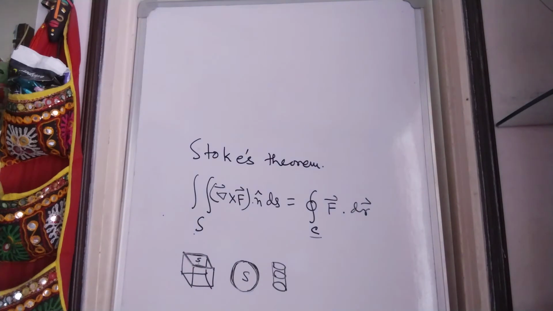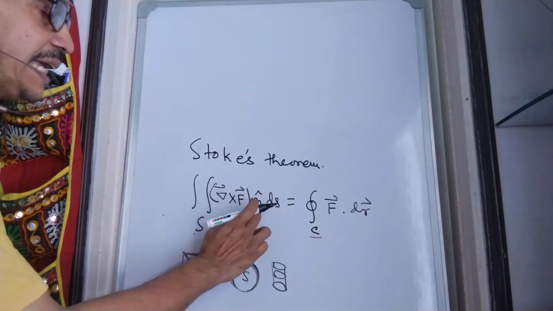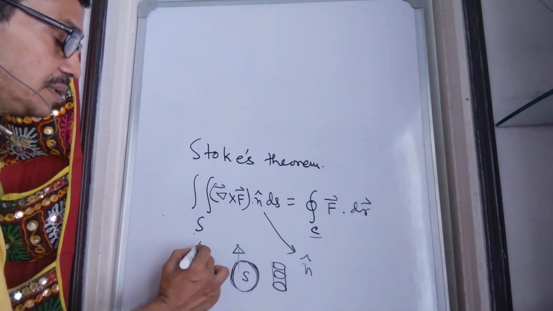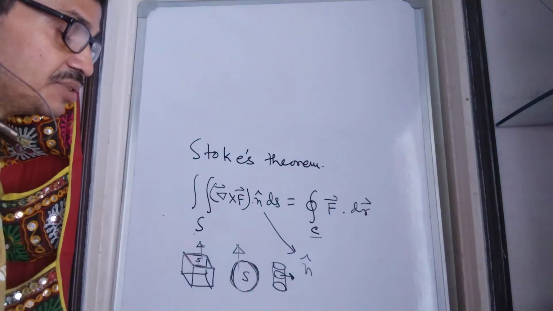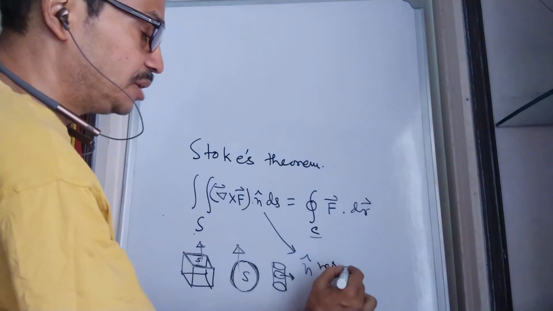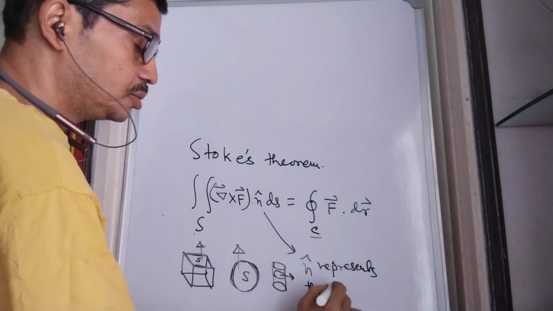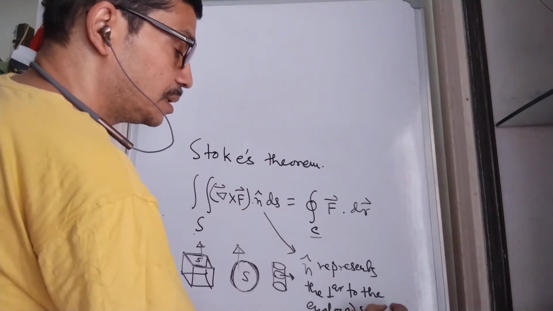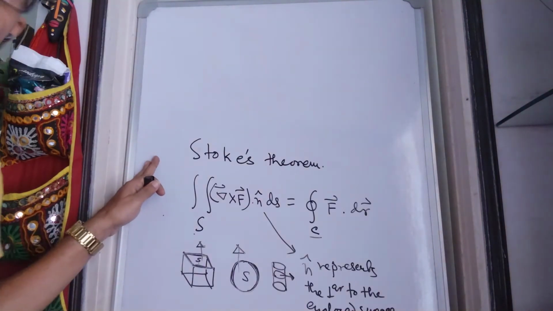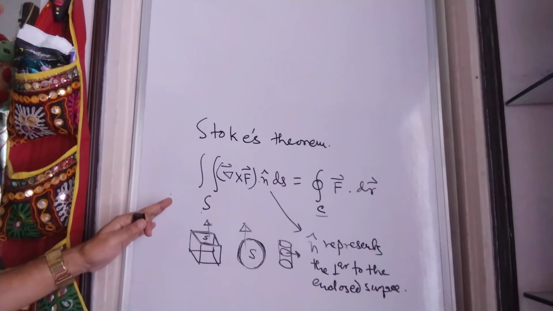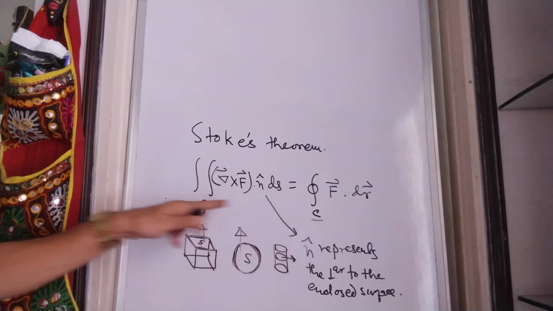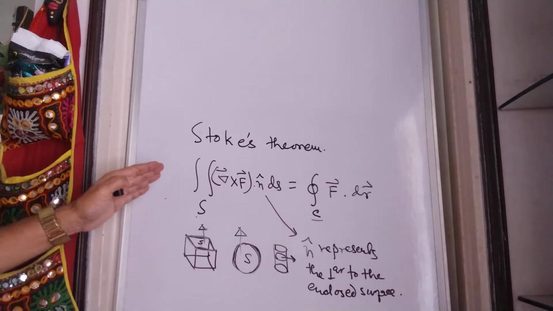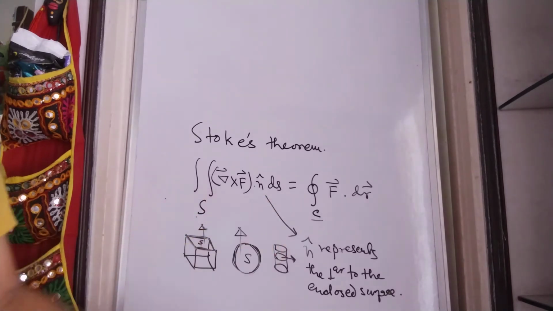So for all these types of cases, if we have curl F here and this n cap, a word about this n cap: this n cap is the direction which is perpendicular to the enclosed surface. So this is the statement of Stokes theorem, where we have a closed contour which encloses a surface S, and curl F dot n cap dS is nothing but the integral of F dot dr. So we can change a double integral to a single integral.